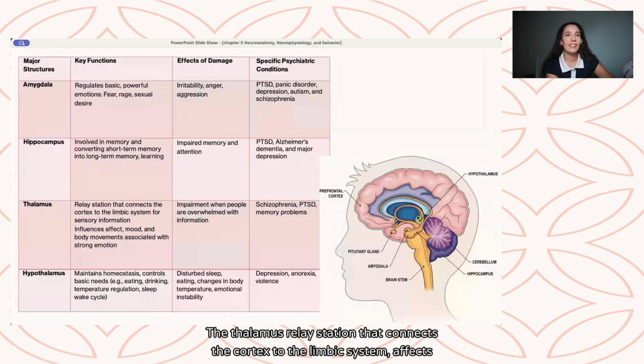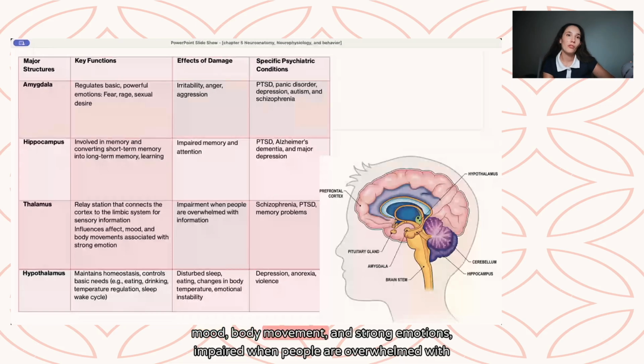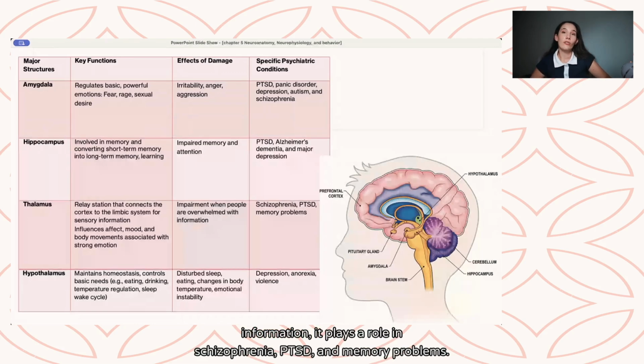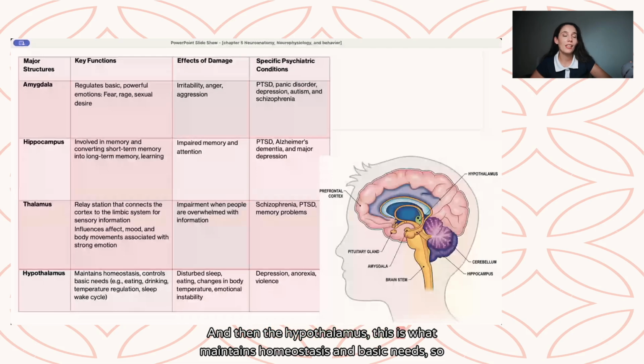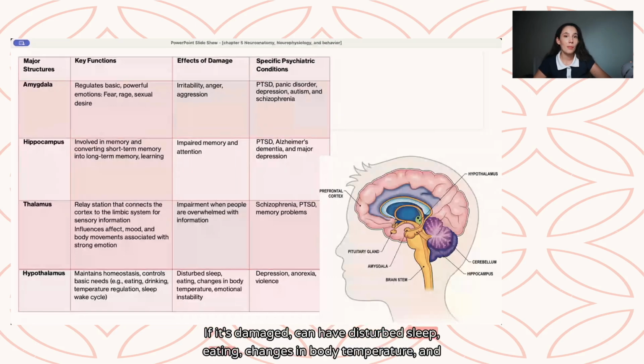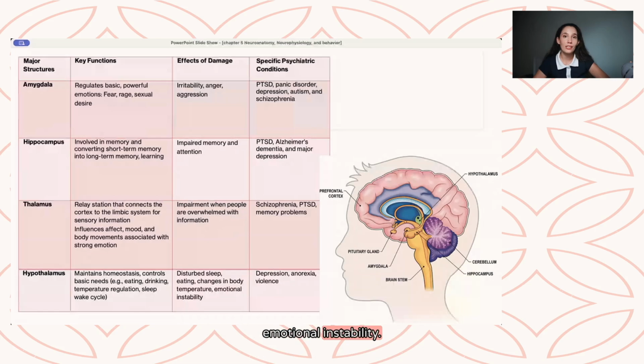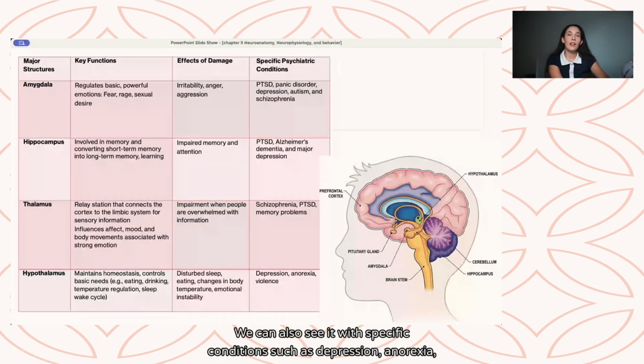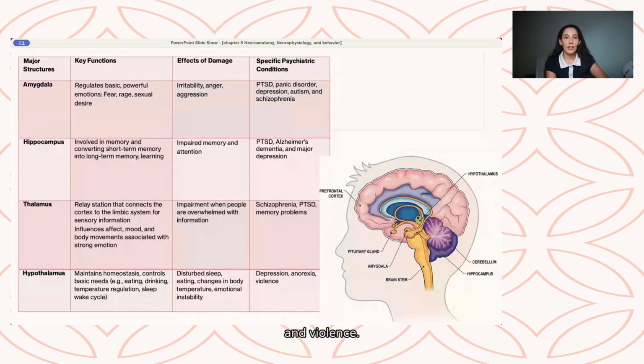The thalamus is a relay station that connects the cortex to the limbic system. It affects mood, body movement, and strong emotions, and is impaired when people are overwhelmed with information. It plays a role in schizophrenia, PTSD, and memory problems. And then the hypothalamus maintains homeostasis and basic needs: eating, drinking, temperature regulation, sleep-wake cycle. If it's damaged, we can have disturbed sleep, eating, changes in body temperature, and emotional instability. We can also see it with specific conditions such as depression, anorexia, and violence.